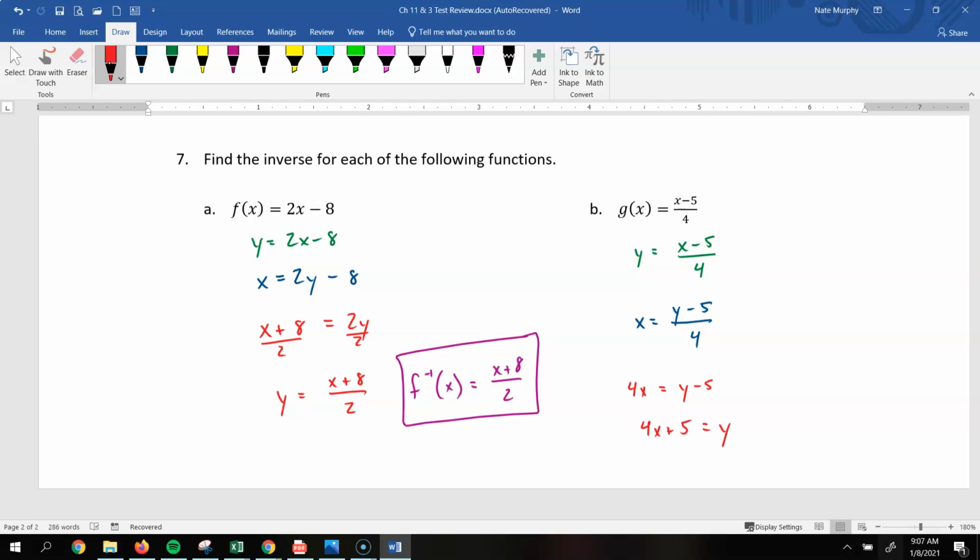But the last step is to put this back into function notation. So if I put this in function notation, whoops, this is function g. So I'm going to say this is the inverse of g equals 4x plus 5.